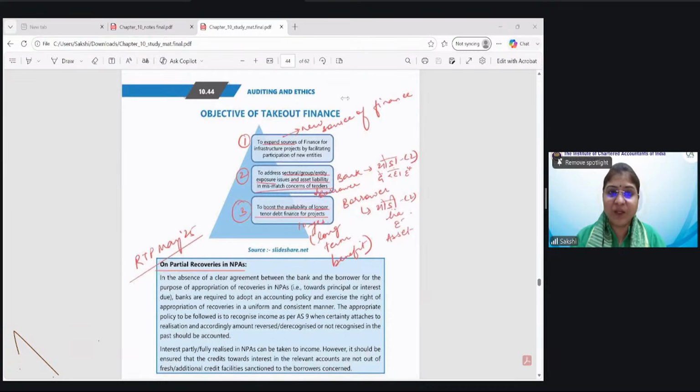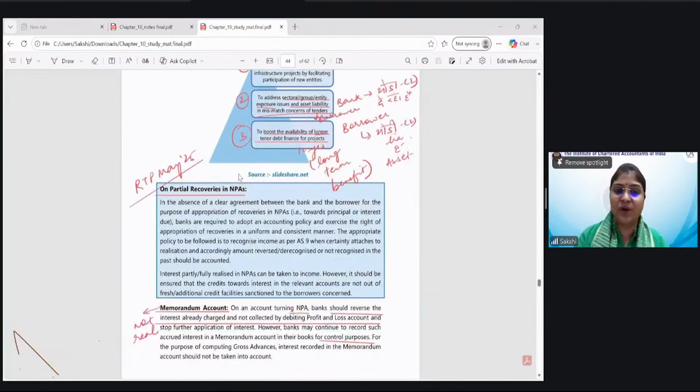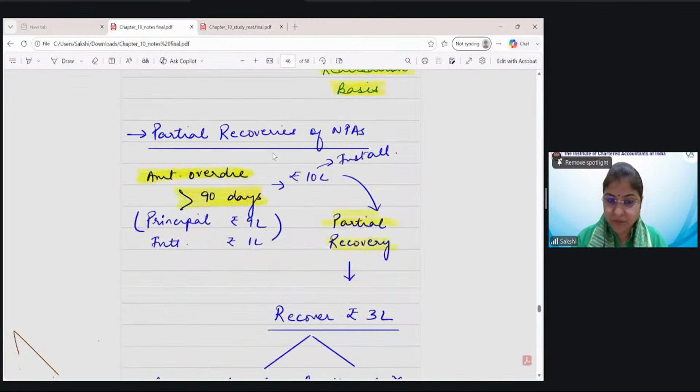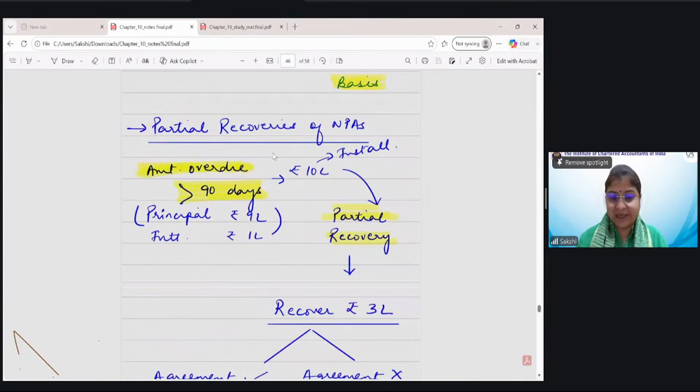Now coming to another concept that was in your RTP May 25, partial recoveries in NPA. Partial recovery of NPA, again understand, usually what happens is, we say if your amount is overdue for more than 90 days. Now suppose the total installment was rupees 10 lakh, where 9 lakhs was towards the principal and 1 lakh towards your interest. This is just an example. Usually you will pay 10 lakhs. So the bank knows that 9 lakhs is towards the principal and 1 lakh is towards the interest.